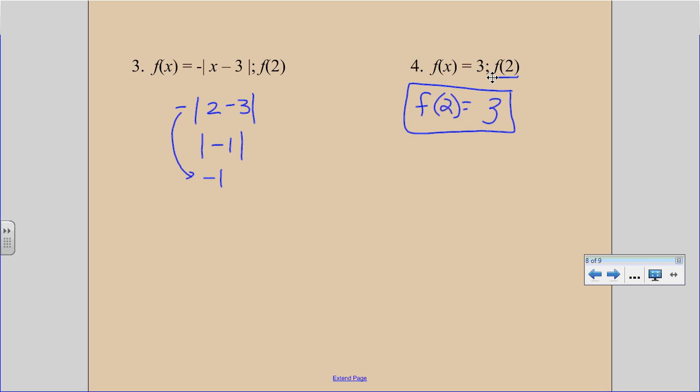This does not distribute in. Those are like the Great Wall of China, Berlin Wall, nothing gets over it. Nothing gets through it. You have to keep everything outside those absolute values and just do what's inside there. Then you're going to bring down your function notation. So f of 2 equals -1.